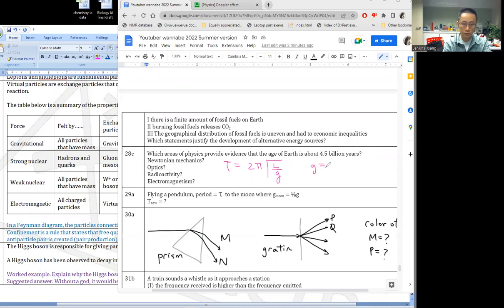So if g becomes 1 over 6 g, I can stick to the ratio approach that I used in some other previous questions, but I think for this question, it's quite obvious that the pendulum will have a longer period. Choice A, the answer. T new would equal to T old times 1 over 1 over 6, and this is root 6 times T old, which is what choice A is.